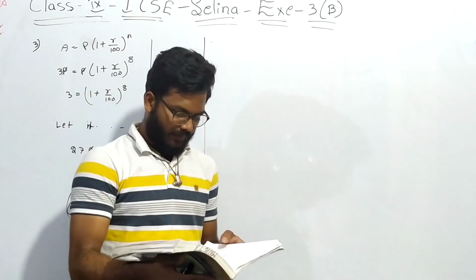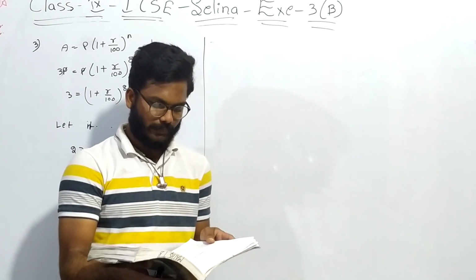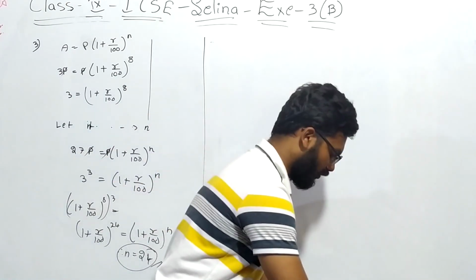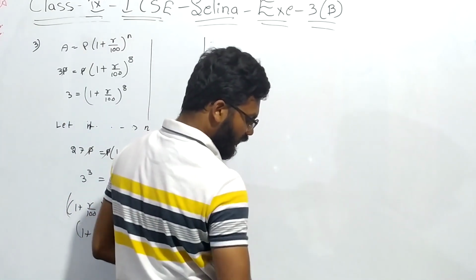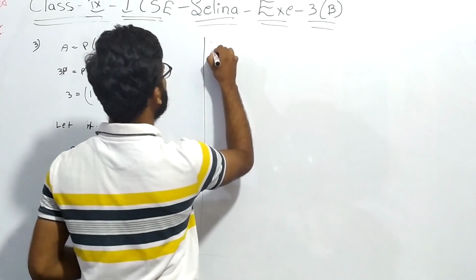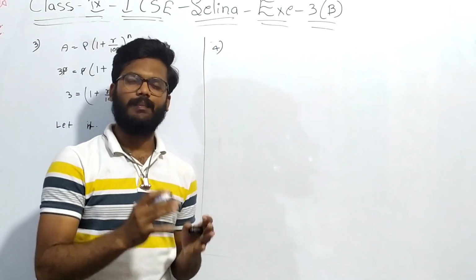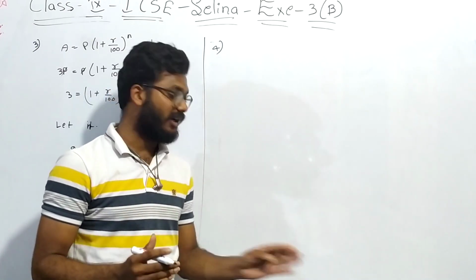Next, fourth problem. On what sum of money will compound interest for 2 years be the same as simple interest on 9,430 for 10 years, both being at the rate of 5% per annum? So here they are telling that on what sum the compound interest for 2 years at 5% per annum will be equal to the simple interest on the given amount.